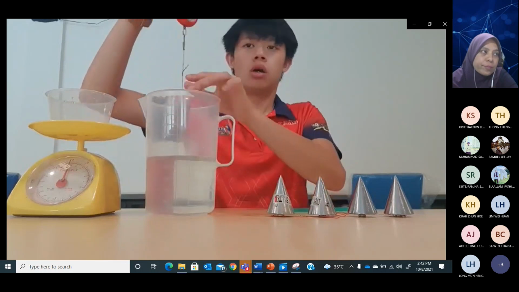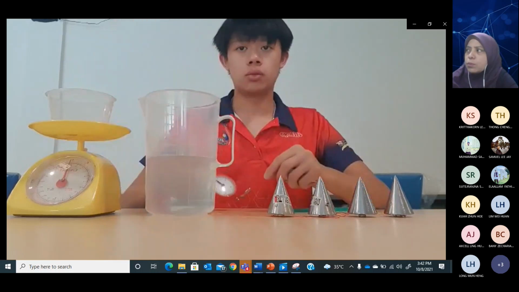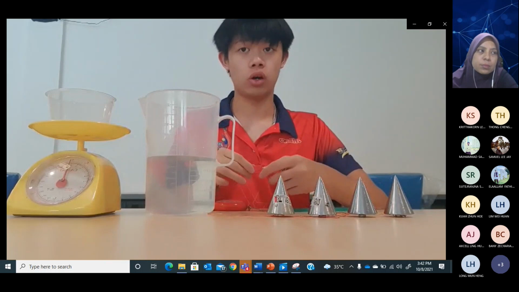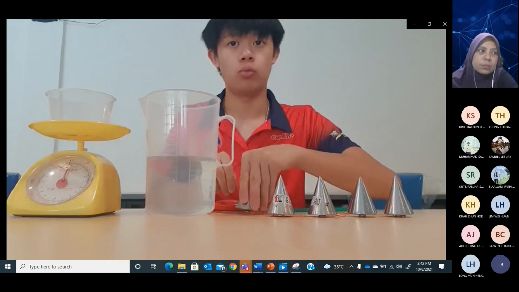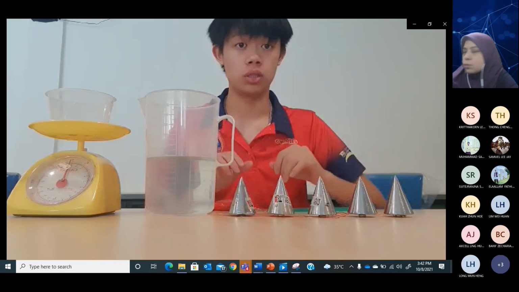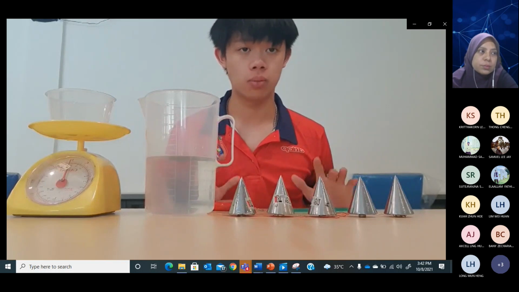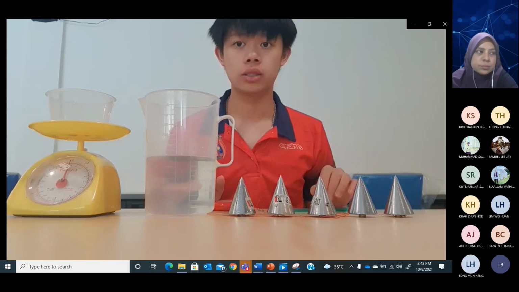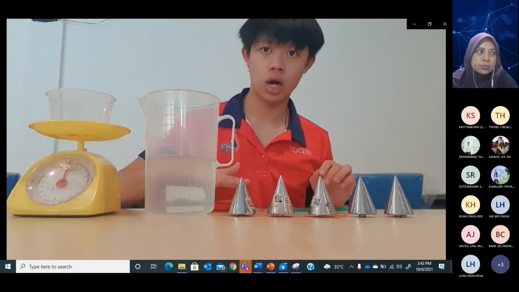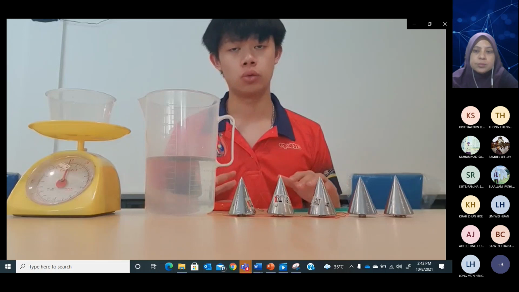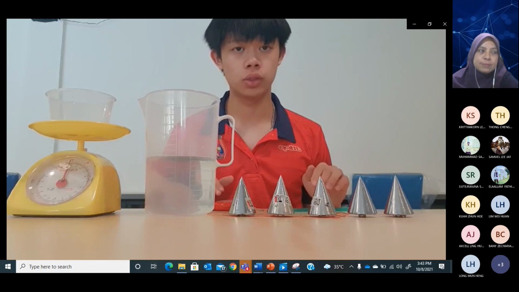So to calculate the buoyant force, find the difference between the weight of the object in air and the weight of the object after immersed in water. The previous step is repeated by increasing the number of conical bodies. As a reminder, do not allow the metal to touch the side of the container during the process. So that's the end of the first method of measurement.